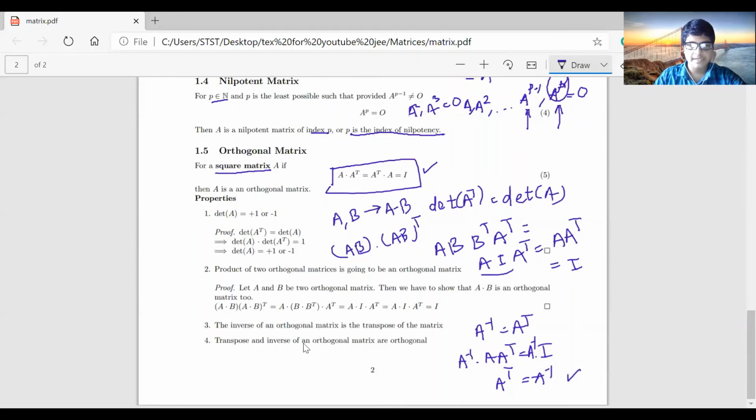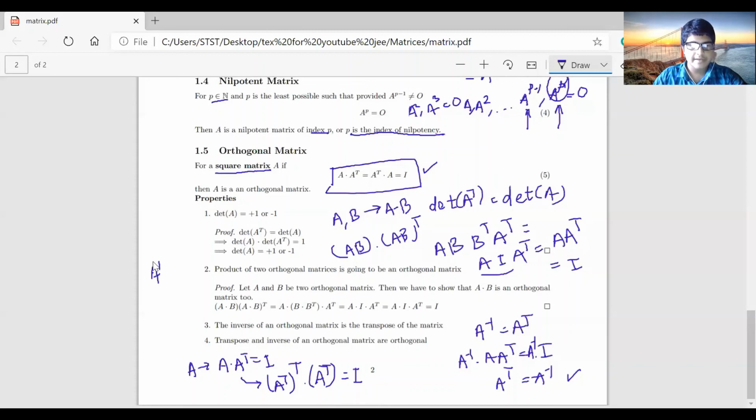And the last is that the transpose and inverse of an orthogonal matrix are orthogonal. Now if I can prove that the transpose is orthogonal, then my job is done, because the transpose and inverse of an orthogonal matrix are basically the same. Clear? So I have to prove that the transpose is orthogonal. Given A is orthogonal, I know that A into A transpose equal to I. I can further write this as A transpose whole transpose into A transpose is equal to I. If I consider A transpose as a matrix B, let's say, I obtain B transpose into B is equal to I. And clearly this is one side of the orthogonal matrix definition.